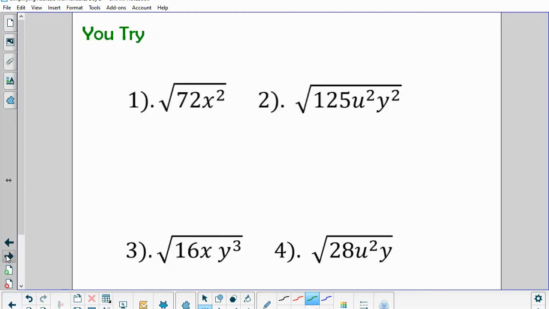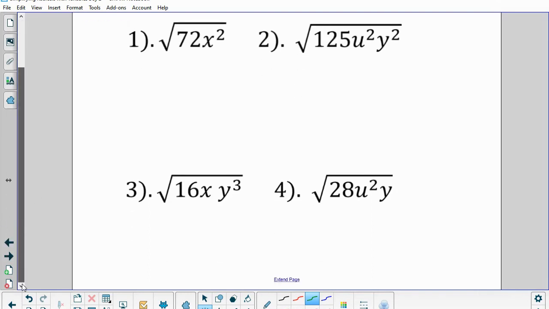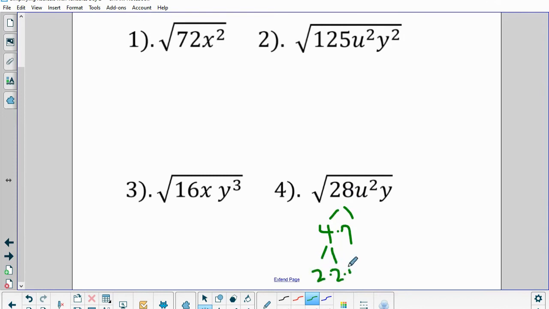Moving right along, we've got a couple more. So let's see if we can pick out one on here that looks pretty tough. How about let's try this 28u squared y. So if we take a look at that one, 28 is 4 times 7. So we got to break that 4 further. 2 times 2 times 7. And then u squared, we bring that down and break that into u times u. And we bring down the y as well.